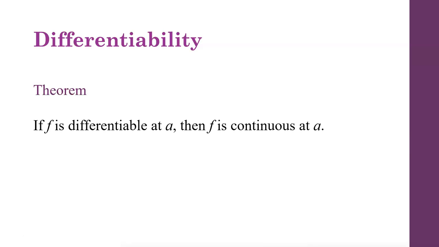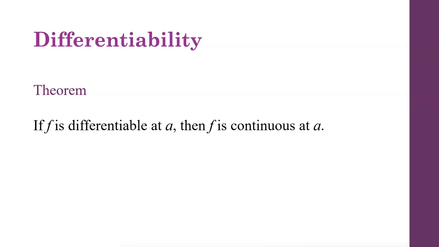So our first theorem tells us that if f is differentiable at a, then f is continuous at a. Right, so we've defined what it means for a function to be continuous before. Its left limit, right limit, and the value of the function at a all match. This theorem says if it is differentiable, then it has to be continuous at a.